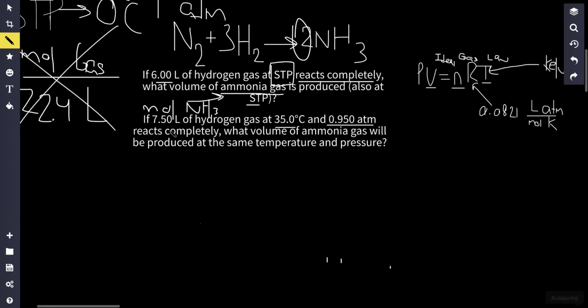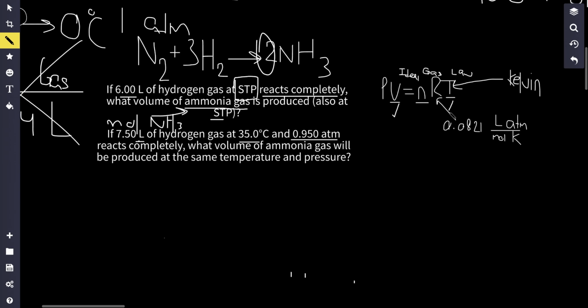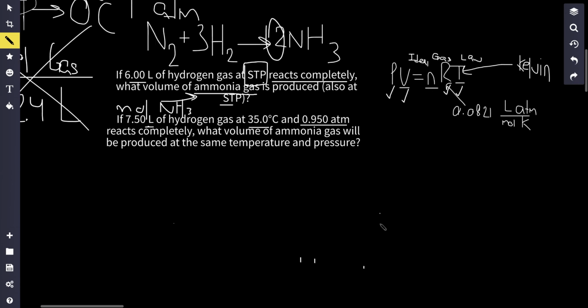We're given liters, which is volume. We're given the temperature, and remember to convert that into Kelvin. We're given the pressure, and our ideal gas constant is always there. It's a constant, so it stays the same. So boom, we can just solve for moles if we're given 4 of these values. If we know 4 of these values, we can solve for the unknown.